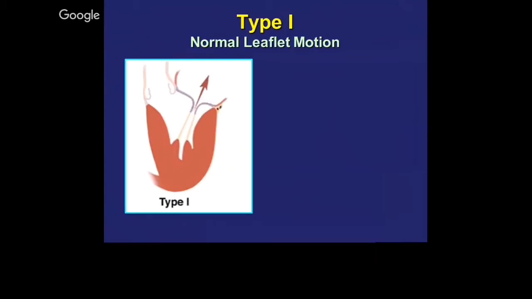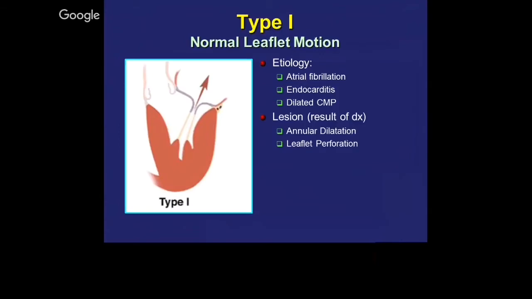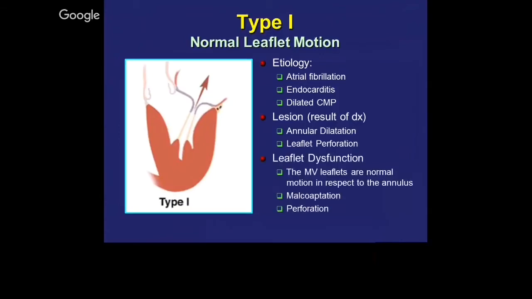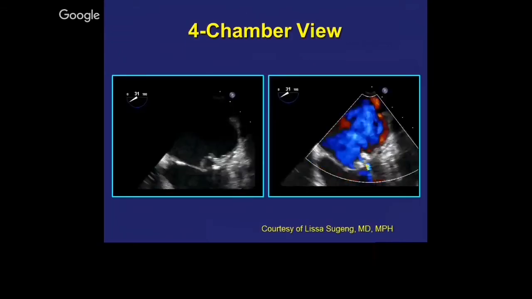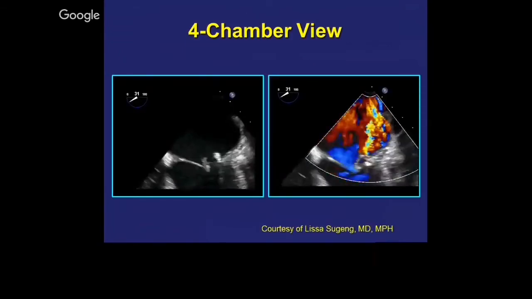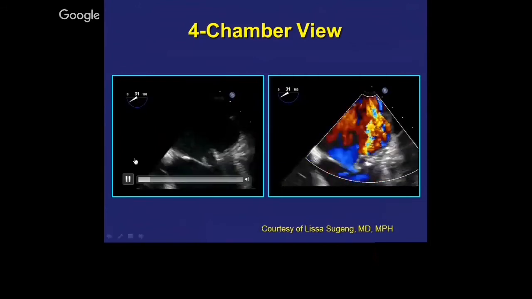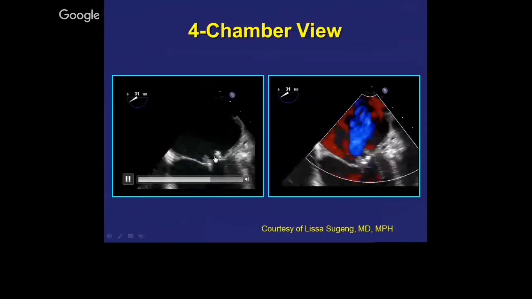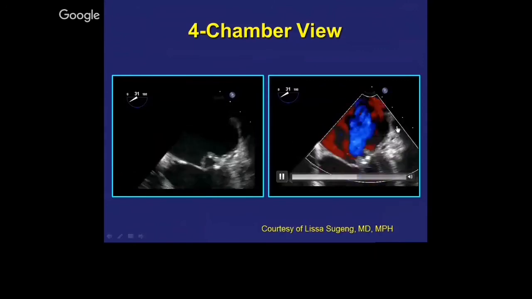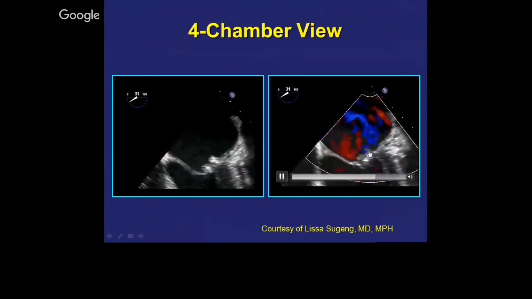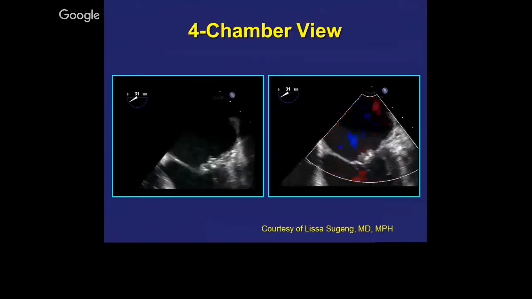So once again, normal leaflet motion in type 1, those are the common causes to the right there. The result of the lesion is annular dilatation, there might be leaflet perforation. Remember, the mitral leaflets are normal in motion in respect to the annulus for type 1. So this will be an example of such, because here there appears to be a leaflet perforation. You can see to the left here, this is definitely not a normal leaflet. And then when you see the jet of the mitral regurgitation, you see a central jet, but you also have something that is coming eccentric all the way to the right here. So that's the 4-chamber view that shows you what a type 1 lesion looks like.